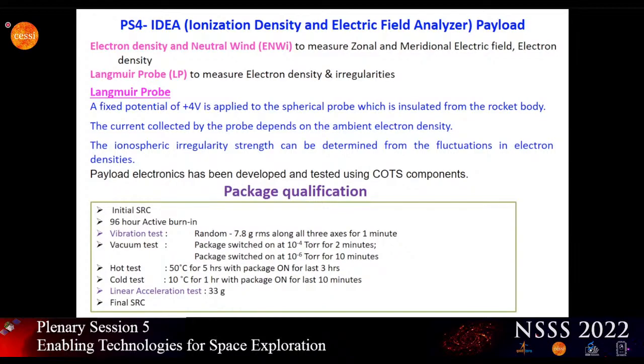And the vacuum test, it has to undergo a thermo vacuum test. It will be undergoing up to around 10⁻⁶ torr for around 10 minutes with the package switched on. There will be a hot test where the temperature will be maintained at say 50 degrees centigrade or 60 degrees centigrade for a duration, say 5 hours, with the packet on for the last few hours. And the cold test, where the temperature will be brought down to a very low value of the order of say 10 degrees centigrade or around that. And again, the package will be on towards the end of it. And also there will be an acceleration test, that is 3G, the 33G that was done here.